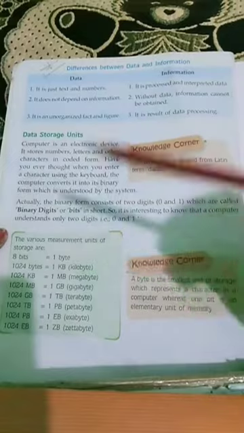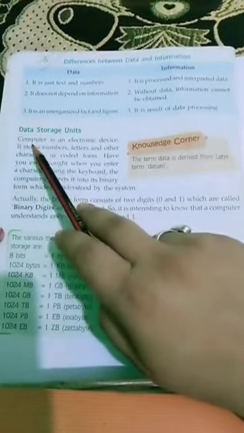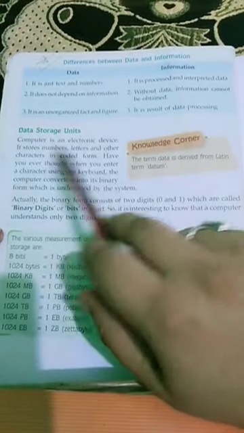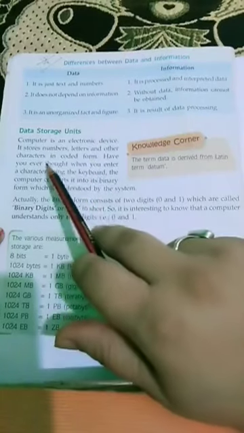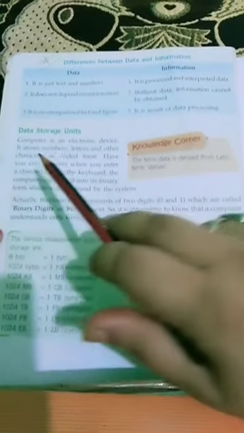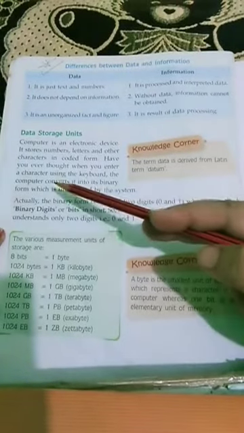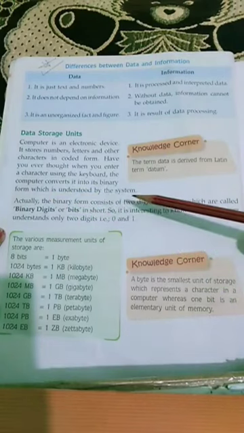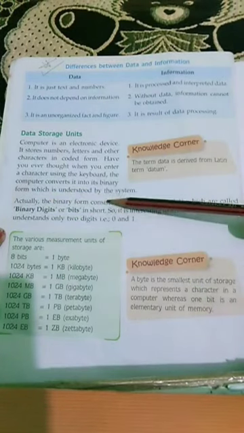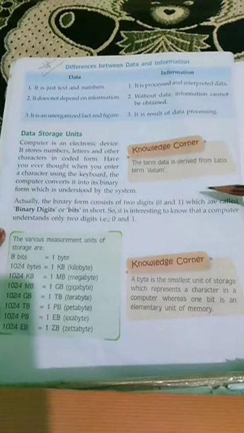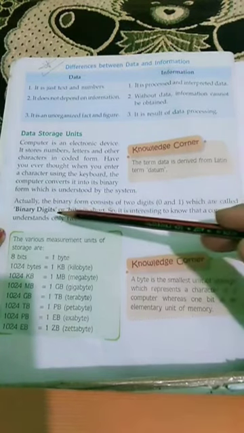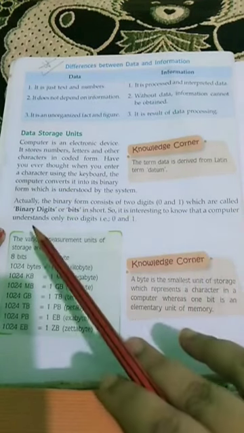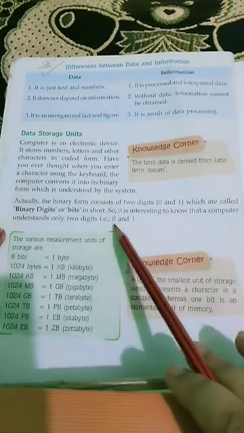Now, the next topic is data storage units. Computer is an electronic device. It stores numbers, letters, and other characters in coded form. Have you ever thought when you enter a character using the keyboard, the computer converts it into its binary form, which is understood by them? Actually, the binary form consists of two digits, 0 and 1, which are called binary digits or bits in short. So, it is interesting to know that a computer understands only two digits, that is 0 and 1.